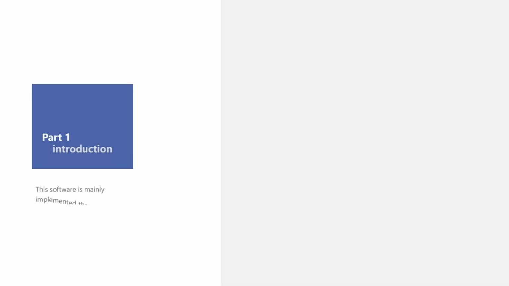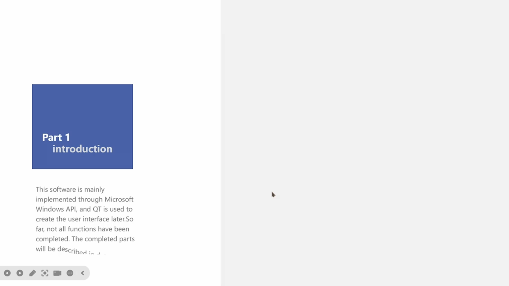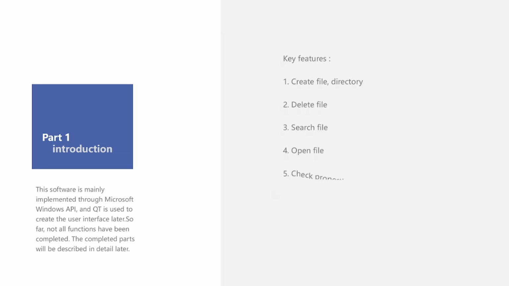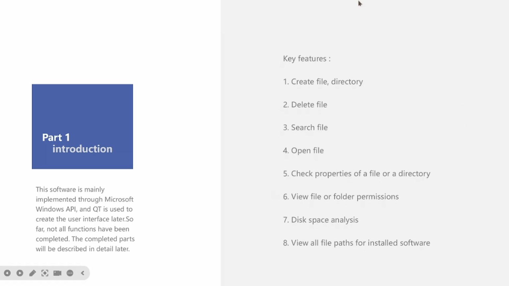The same is true for the software I'm making. Its main function is to provide some convenient Windows operations. All planned parts are shown on the right. It's written in C++, referring to Microsoft's Windows API documentation, and Qt will be used to write the interface later. So far, not all functions have been completed. The completed parts will be described in detail later.